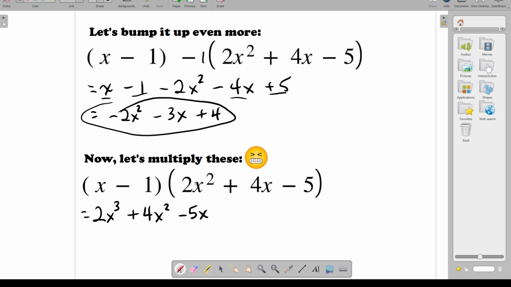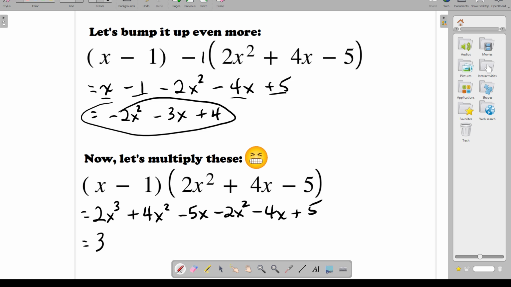Then we distribute the negative 1 over the positive 2x squared, and we get negative 2x squared. Negative 1 times positive 4x is negative 4x, and negative 1 times negative 5 is positive 5.